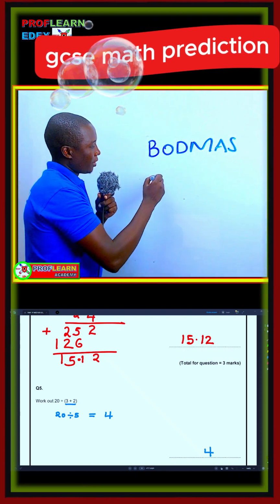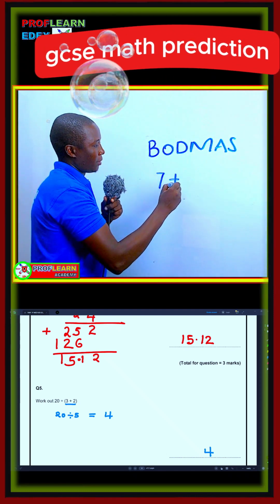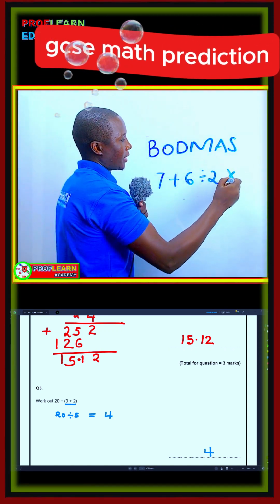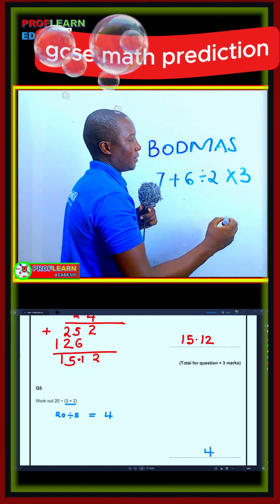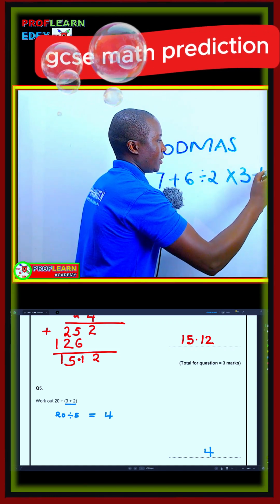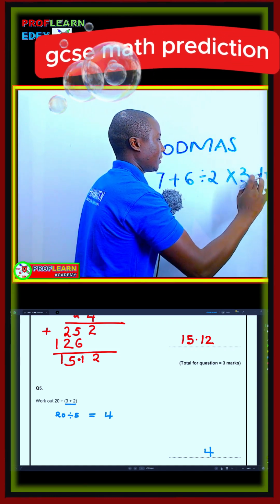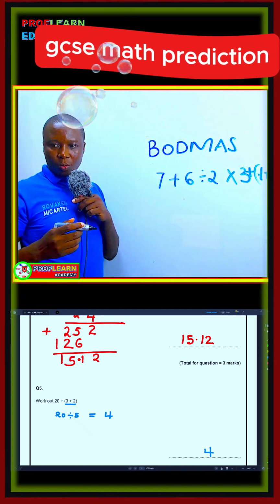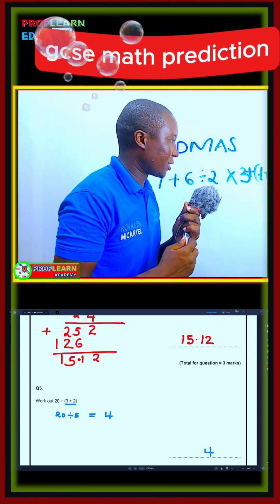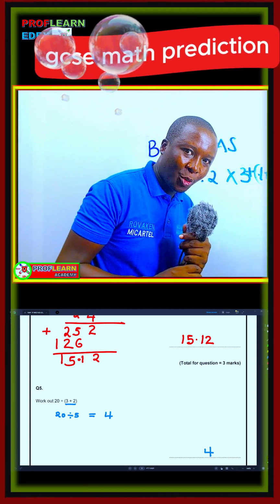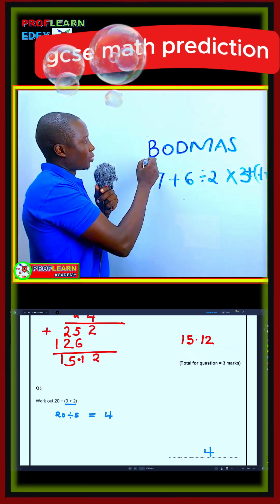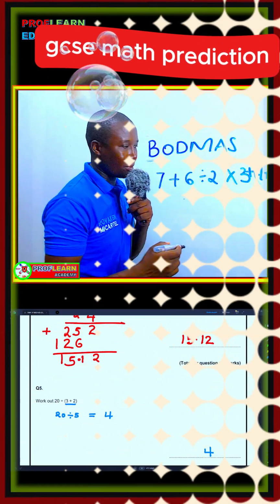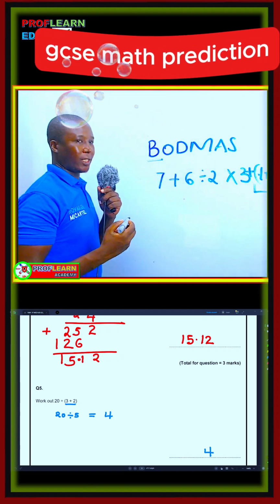So if you are having 7 plus 6 divided by 2 times 3 plus, in brackets, 1 plus 6. When you're having all these operations, which one will come first? According to you, which one will come first? We shall deal with BODMAS, and in that case, of course, brackets. If a bracket appears, you are going to work out those brackets first.